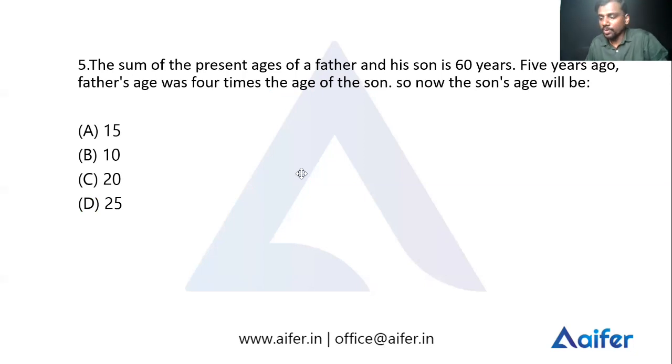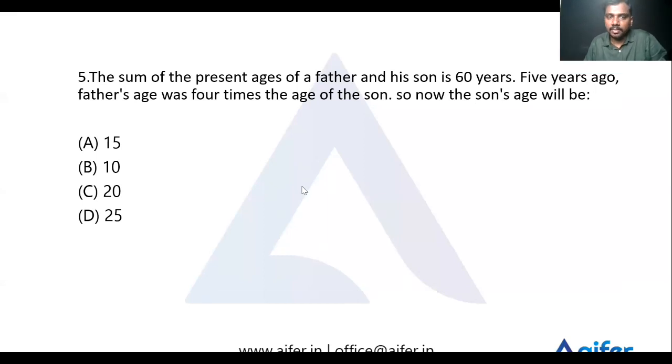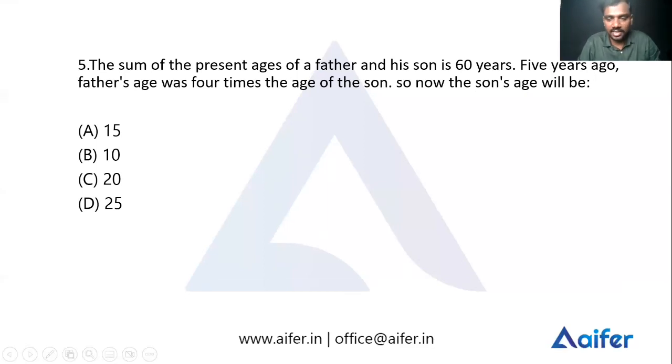Yeah, so we'll be doing one more question. Last question for the day. The question is, the sum of the present ages of father and his son is 60 years. 5 years ago, father's age was 4 times the age of the son. So now the son's age will be?